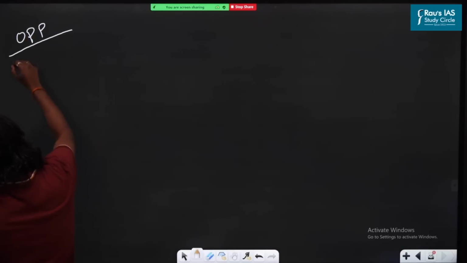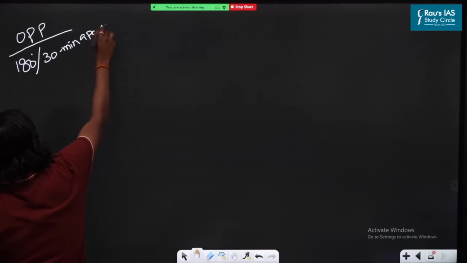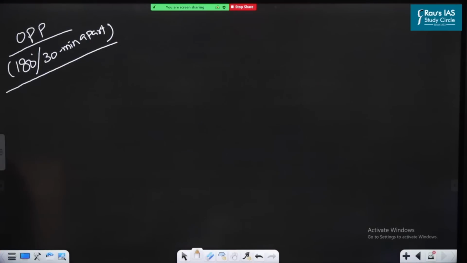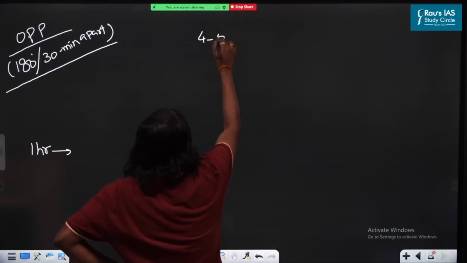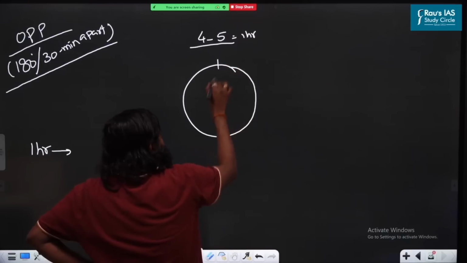How much degree gap? How much minute gap? Wherever there is a 180-degree gap between minute hand and hour hand, it is said to be opposite. Or wherever there is a 30-minute gap between minute hand and hour hand, it is said to be opposite. All are understood? For example, every 1 hour, how many times opposite to each other? For example, 4 to 5. So how many hours? 1 hour. Okay, boss?